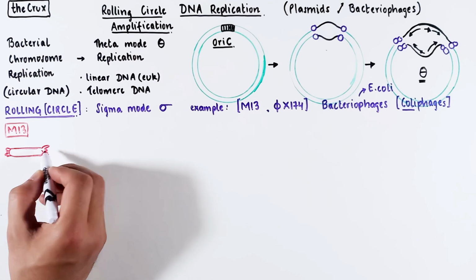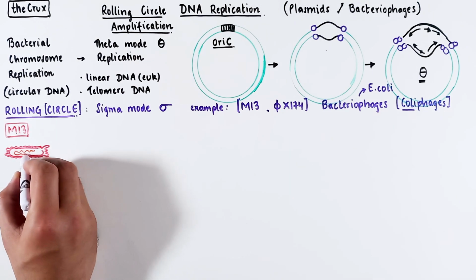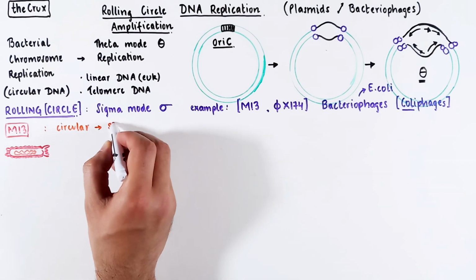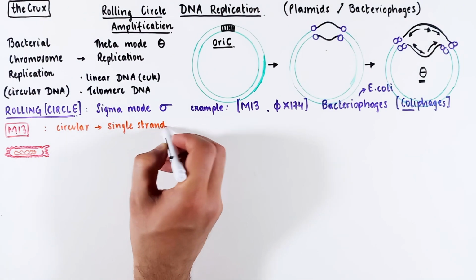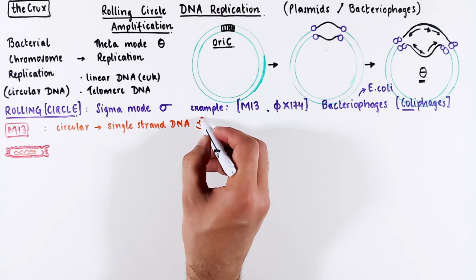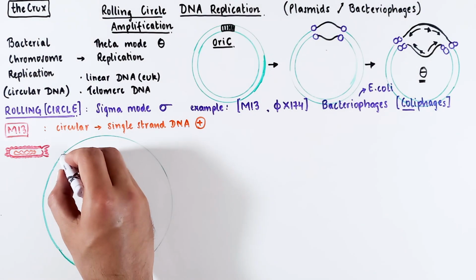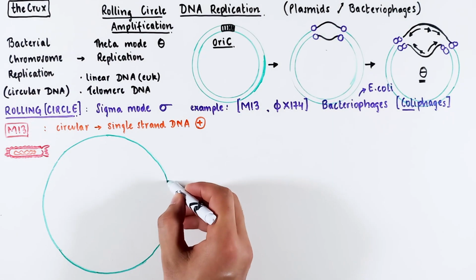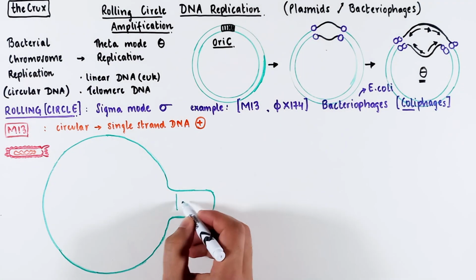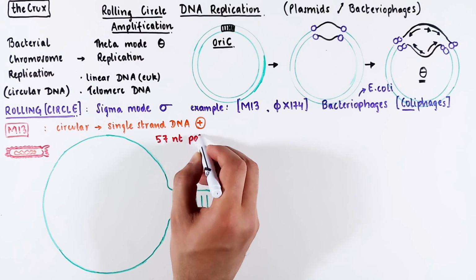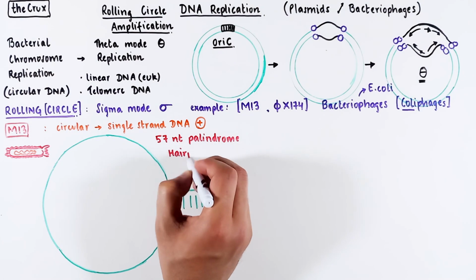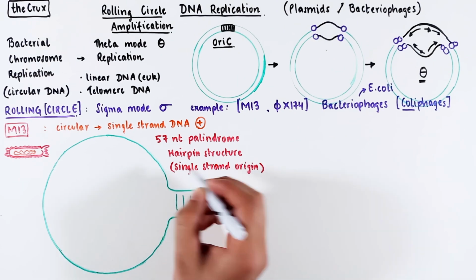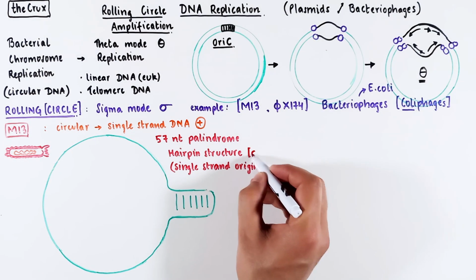The process starts when the virus injects its DNA into the bacteria, and then the virus DNA has to replicate. The DNA is circular and single-stranded. This single-strand DNA that is injected is called the sense or plus strand. Although most of the DNA is single-stranded, a small portion of it forms a hairpin structure, because of a 57 nucleotide palindromic sequence. This is the single-strand origin of the viral DNA. This hairpin is the only double-strand feature in this DNA.